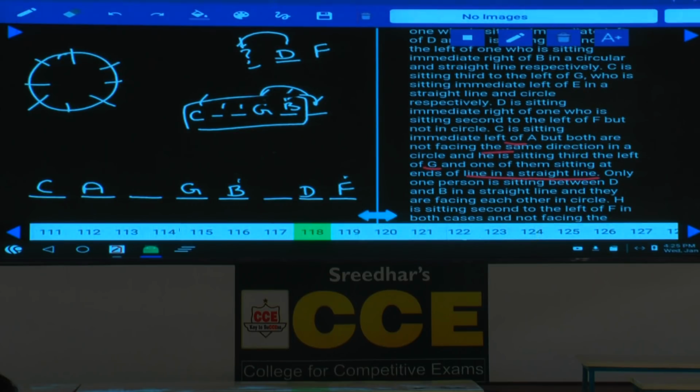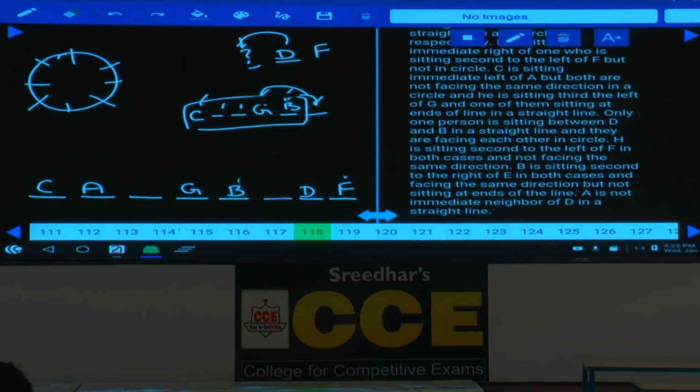And next one, what is the other information here? Only one person is seated between D and B in a straight line. This information is also not required, isn't it? As of now we got that information. Now we need the information regarding the remaining 2 persons, E and H.